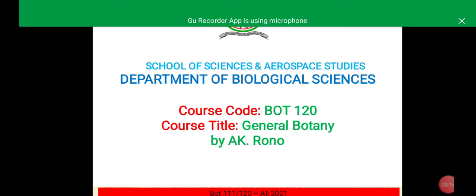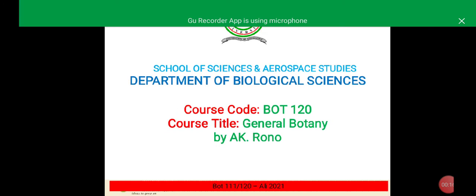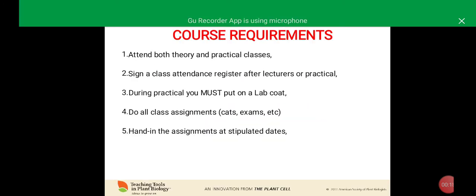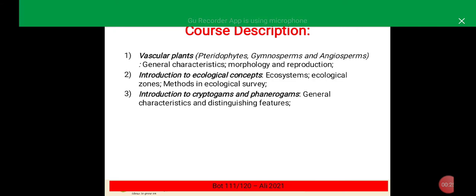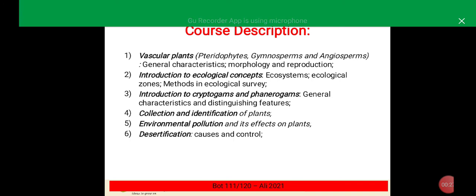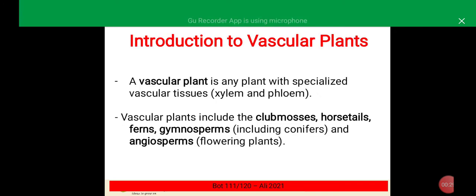And now we shall be looking at plant structures. The first topic we are going to talk about is vascular plants. We will start by defining what a vascular plant is. A vascular plant is a plant with specialized vascular tissues, and the only specialized vascular tissues include the xylem and the phloem.